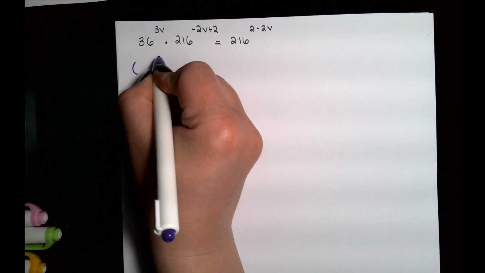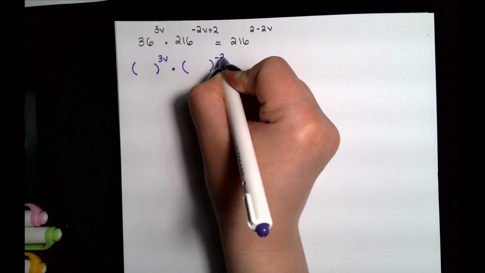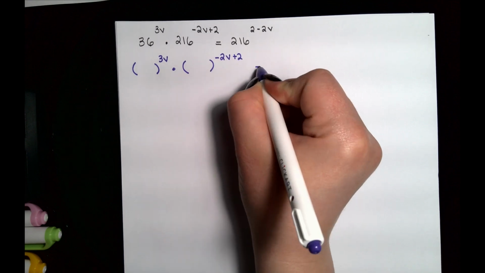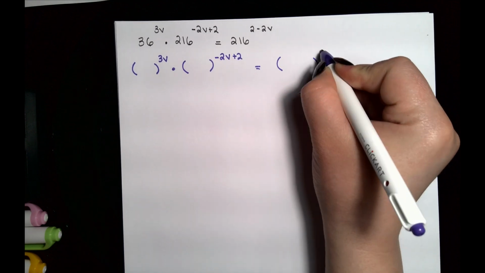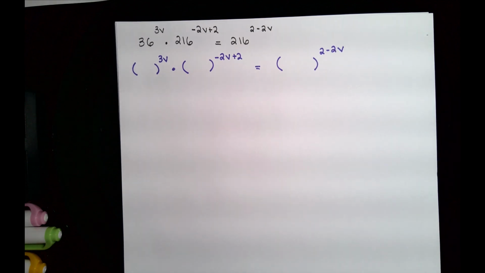Open, copy your original exponents. So right now, all I'm doing is opening up parentheses and copying down the original exponents that I have. I'm not writing anything inside.